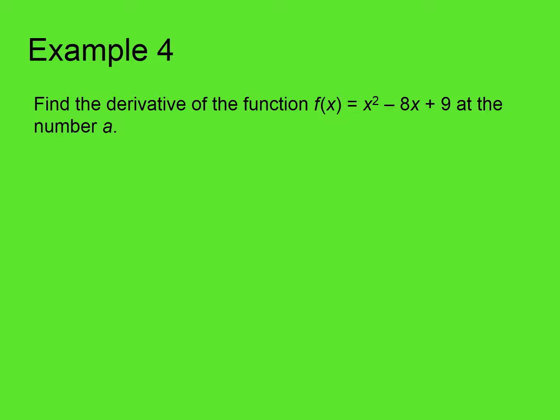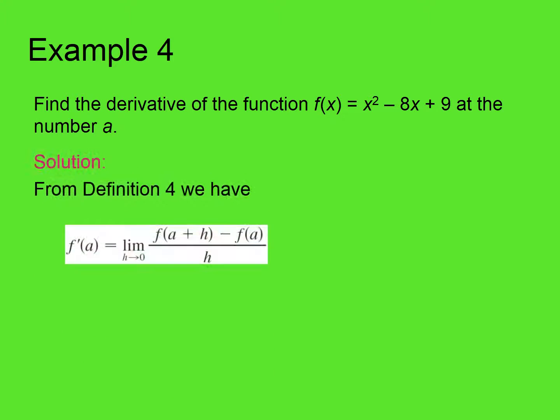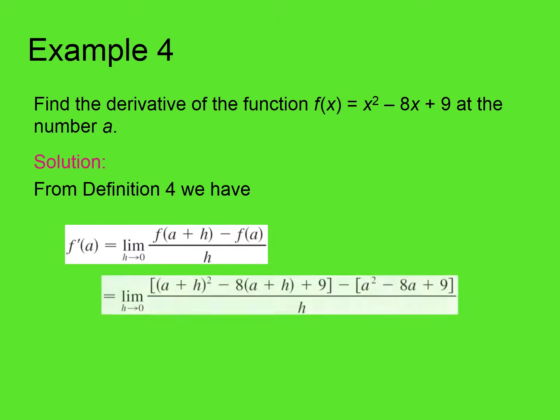Okay, so here's an example. How would we use this definition of the derivative? Find the derivative of the function f of x equals a simple quadratic function, f of x equals x squared minus 8x plus 9, at the number a. So we're going to use the definition of the derivative of a function at a number a. So f prime of a equals the limit as h goes to 0 of f of a plus h minus f of a, all over h. Well, what is f? f is that quadratic function.